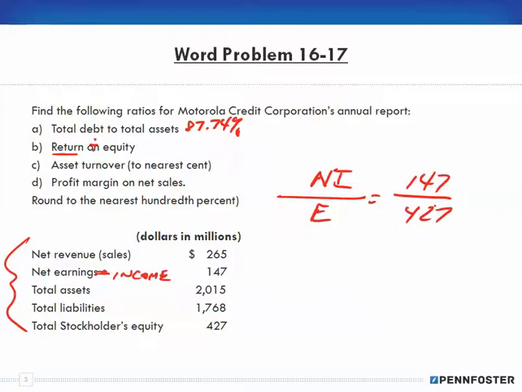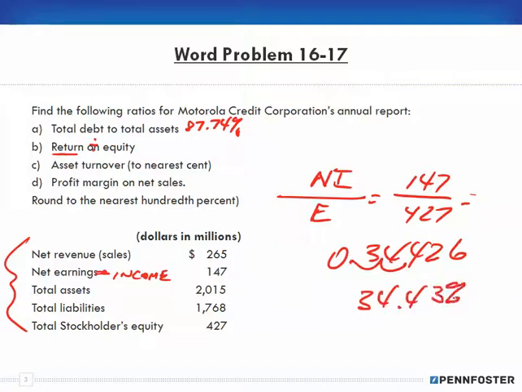So when I divide one by the other, I get 0.34426. That's 34.43% because I'm rounding up due to the 6. So I end up with 34.43%. Next.